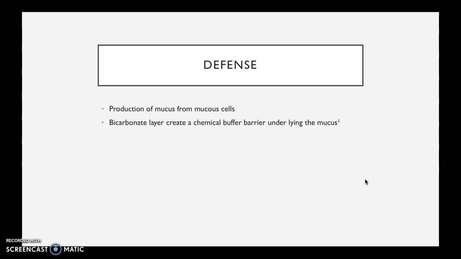And then the bicarbonate layer, when they say chemical buffer, it has to do with pH. The stomach has a very low pH. Bicarbonate's purpose is to make things more alkaline. So that pH difference is a really good protective barrier for the stomach and regulating the digestive system. Why these defense mechanisms are important is they keep our bodies at homeostasis, and at homeostasis we can digest properly without any issues.